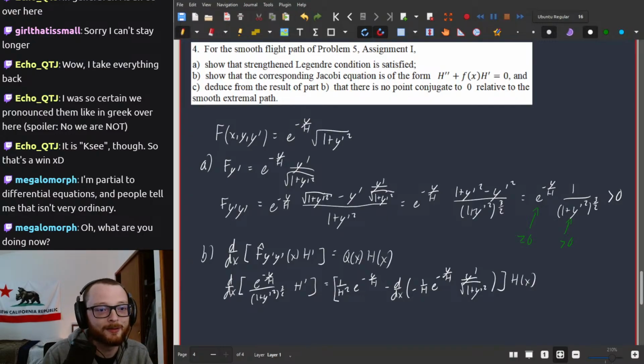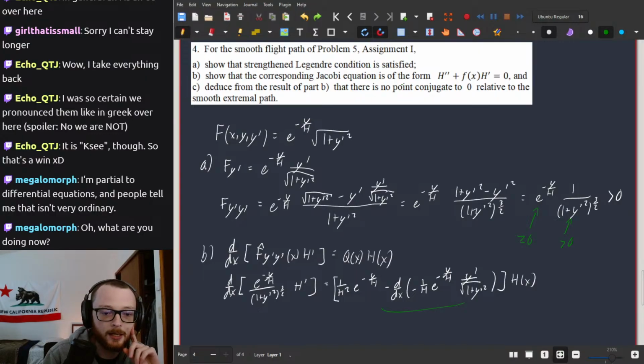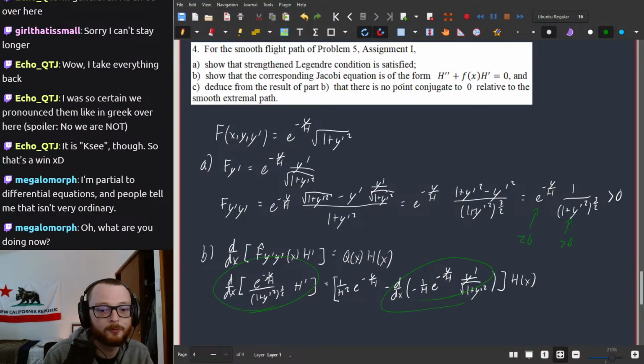So this is like the Jacobi accessory equation, which is a special case of the Euler-Lagrange equation that you use to check that your extremal is indeed a minimum. I would like to avoid doing either of these derivatives.